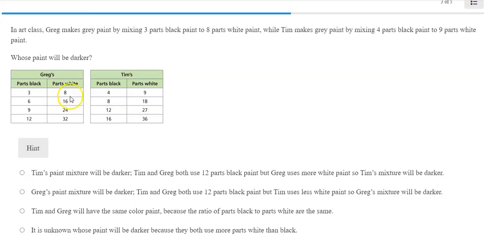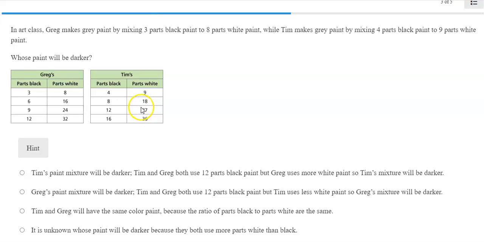So let's look on the chart here. We find a matching number. Do you see we have a 12 here and a 12 here? So if I put 12, Greg did 12 parts black and 32 parts white. Tim did 12 parts black and 27 parts white.